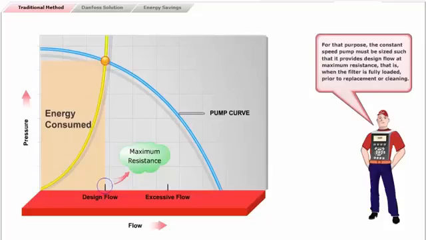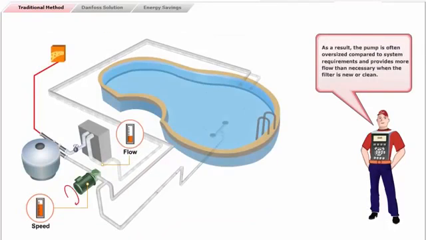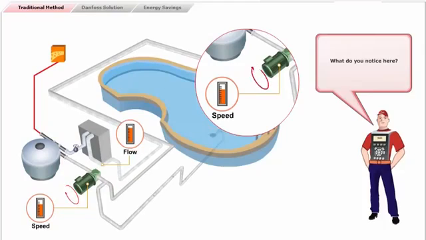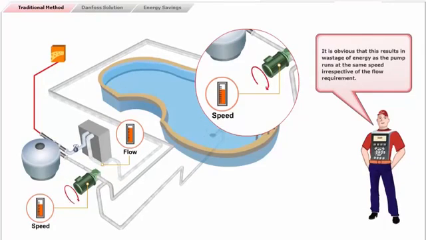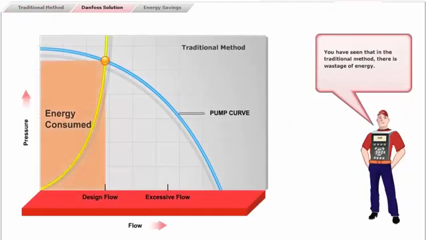For that purpose, the constant speed pump must be sized such that it provides design flow at maximum resistance, that is, when the filter is fully loaded, prior to replacement or cleaning. As a result, the pump is often oversized compared to system requirements, and provides more flow than necessary when the filter is new or clean. What do you notice here? It is obvious that this results in wastage of energy, as the pump runs at the same speed, irrespective of the flow requirement. You have seen that, in the traditional method, there is wastage of energy.